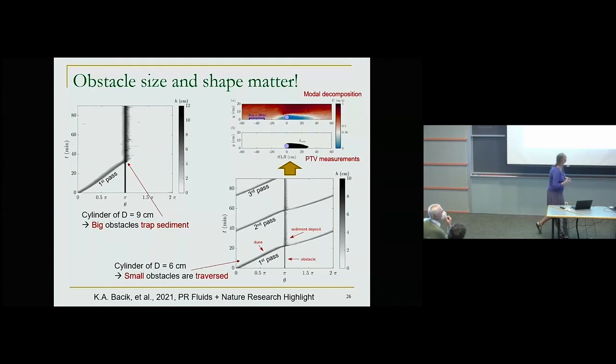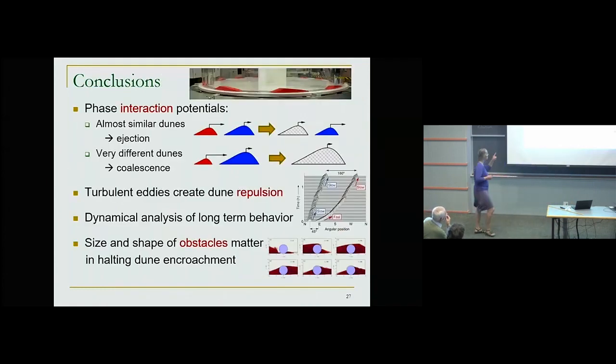I have 3 more slides. I have a conclusion slide, which is today we saw the different interactions between dunes of different sizes, and we can have different interaction outcomes. We saw the turbulent eddies create dune repulsion, where the front dune gets an extra kick because of the turbulence and speeds up. We looked at dynamical analysis of long-term behavior, and we saw that sometimes dunes get in weird equilibria. And we looked at the size and shape of obstacles, and that matters in dune encroachment.